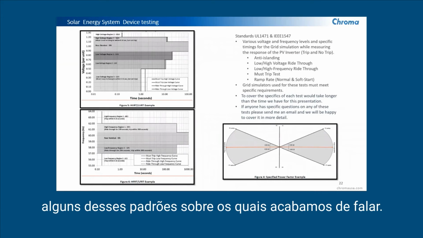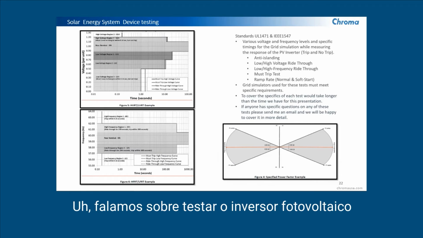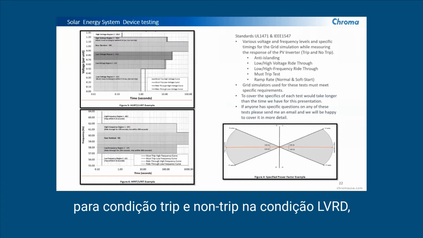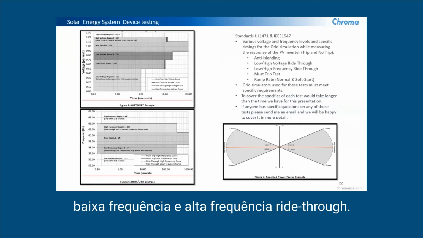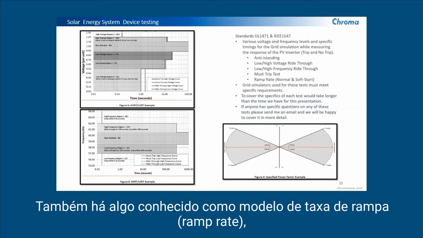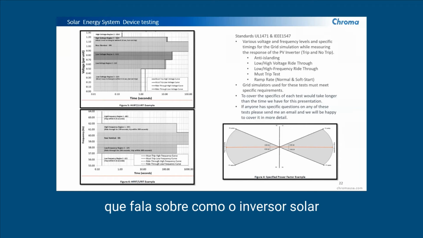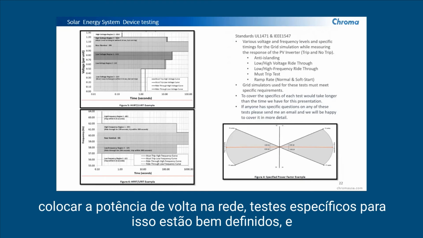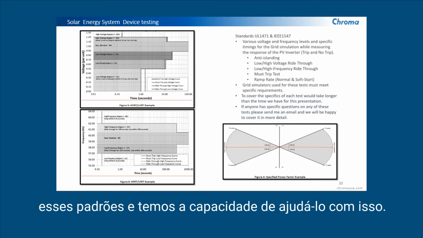Some of those standards that we just talked about would be testing the PV inverter for trip and no trip conditions under anti-islanding, low voltage, high voltage ride through, and low frequency and high frequency ride through. There's also something referred to as ramp rate, which talks about how the PV inverter would actually ramp up to start putting power back onto the grid. Specific tests for that are well defined in these standards, and we have the ability to help you with that.